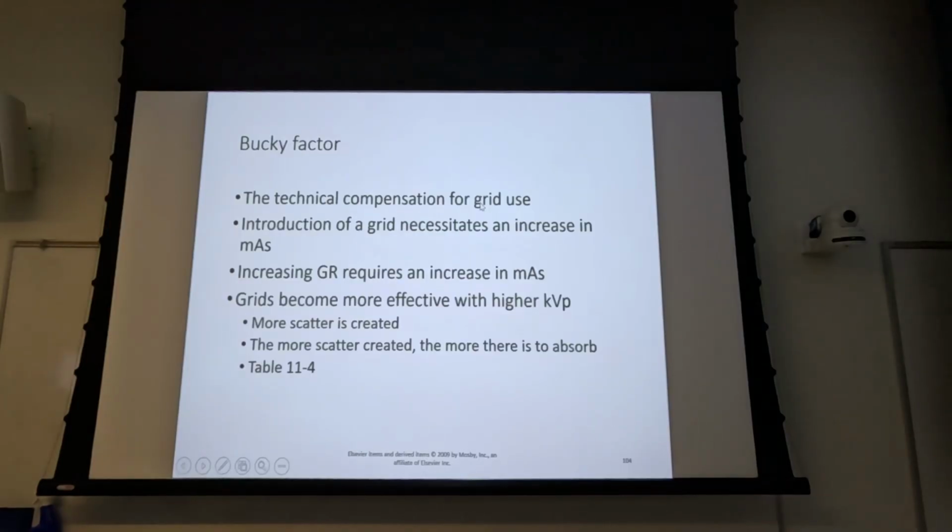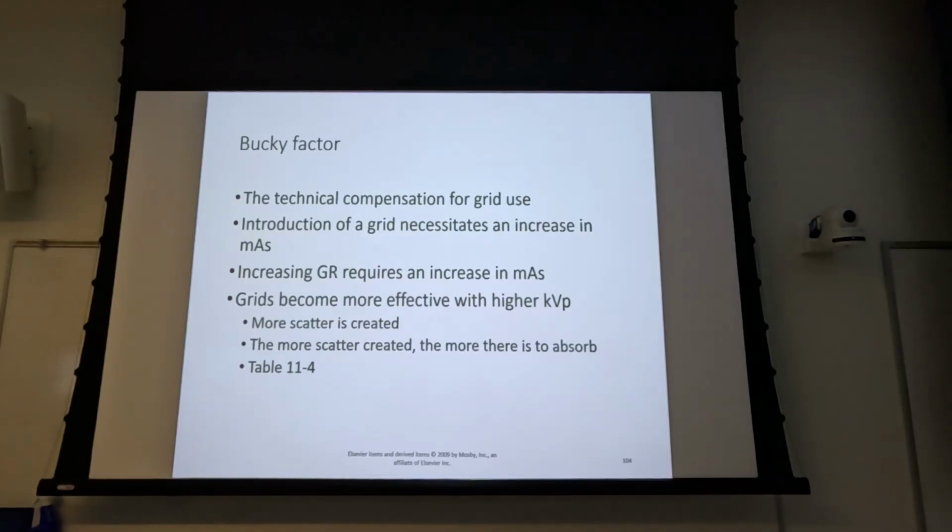Right. So mAs is again going to be your technical factor compensation of choice. Also remember, as kVp increases, the grid becomes more effective or more efficient. You may see a question about more efficient with higher kVp.